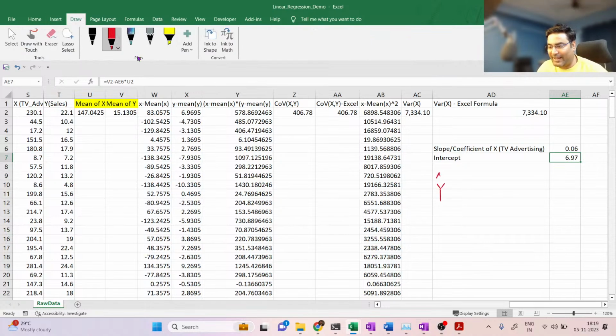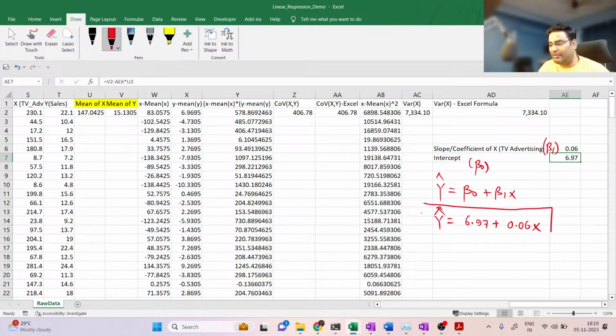It is y hat equal to beta naught, which is this, plus beta 1, this is here, is what? 6.97 plus 0.06x. If someone is calculating with me, or you are doing it later, please come back and comment your equation. Are you also matching the same? Are you also able to match it? Are you also getting the same?